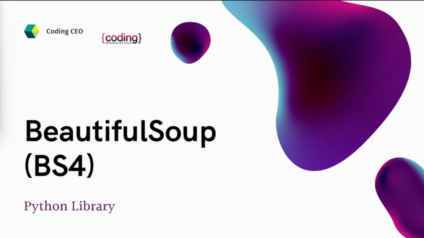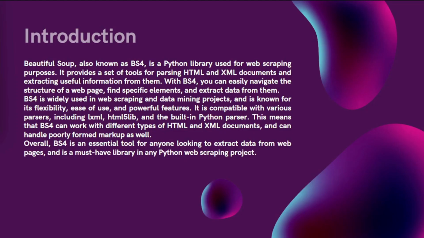Hello and welcome to this tutorial on the BS4 library in Python. Beautiful Soup, or BS4 for short, is a Python library used for web scraping purposes. Basically, it allows us to extract data from HTML and XML files by parsing the structure of the document and providing an easy to use API for navigating through it.